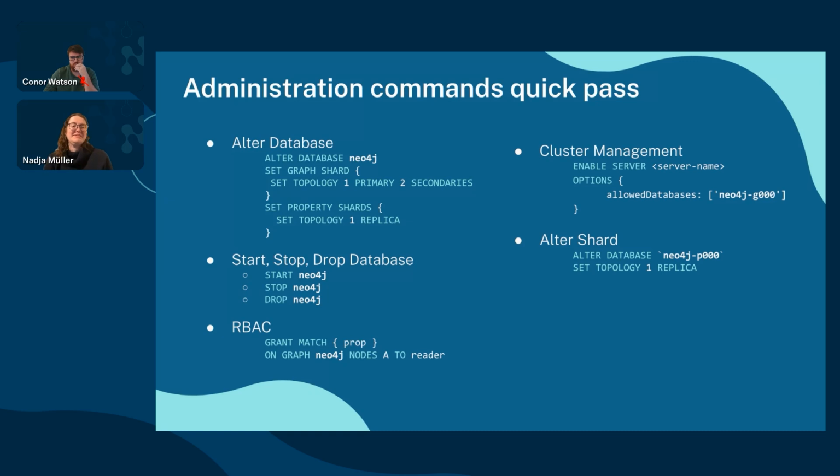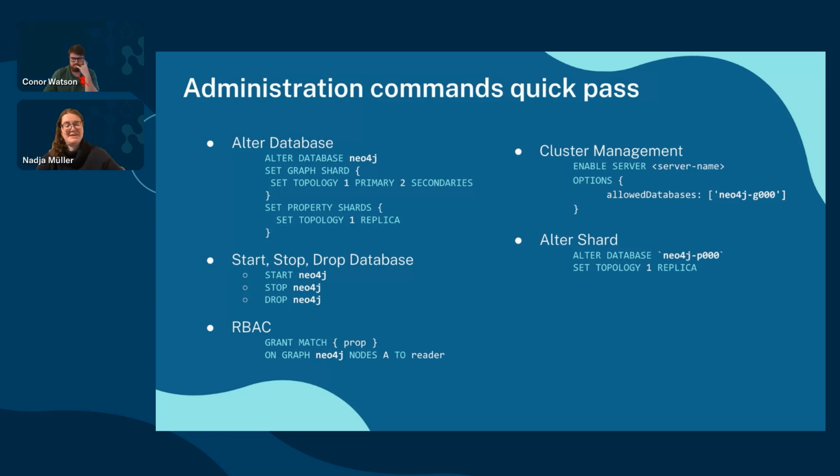And here is a quick overview of some other commands that are slightly different or something to keep in mind. Similar to the create database command we've seen, there's also some alter database syntax that looks very similar and lets you set the topology of the graph shard and all property shards if you wish. Then there's also start, stop, and drop database, which work the same way as they would for a standard database. However, if you start database Neo4j and Neo4j is sharded, it will also start all of the shards underneath.